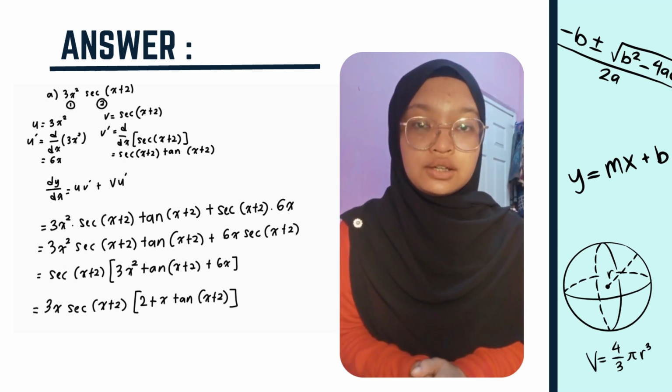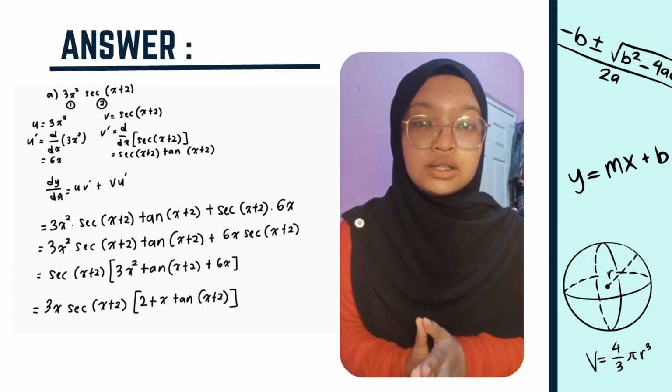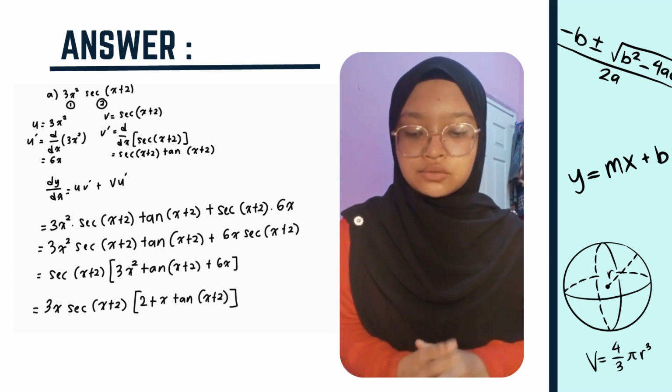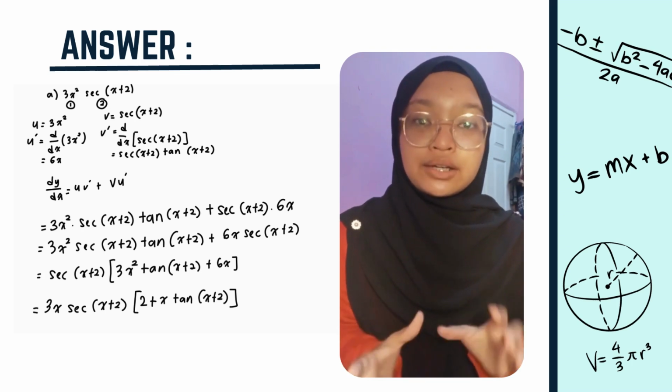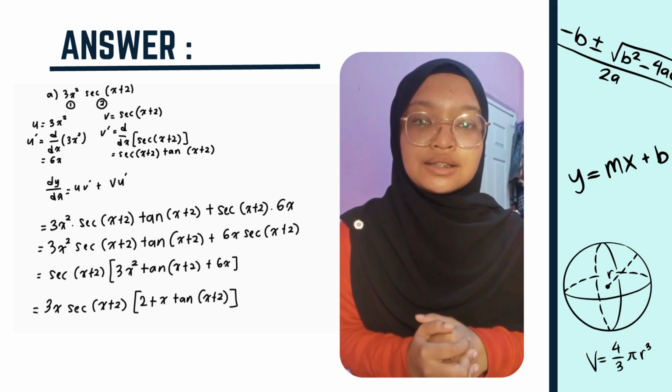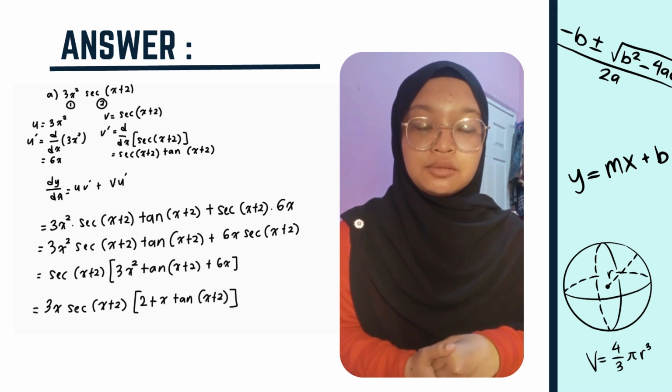I figured that we can get the final answer by using the product rule formula. The formula is dy over dx equals u v prime plus v u prime. First we let u as 3x squared and v as sec(x + 2). Next we find u prime, which is 6x, and v prime as sec(x + 2) tan(x + 2).